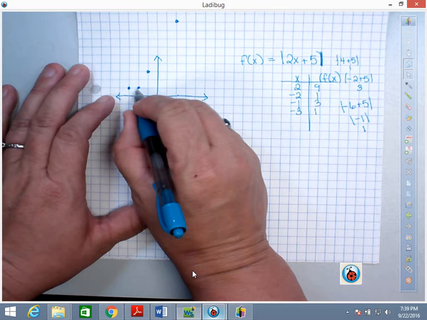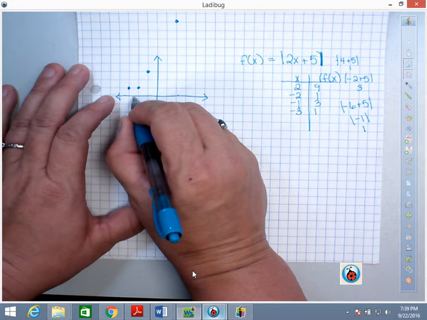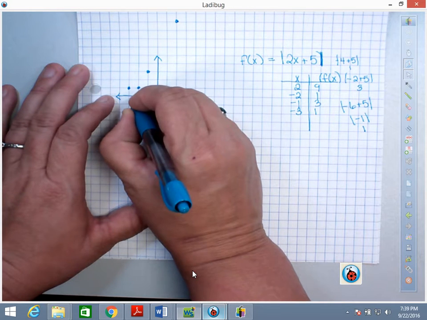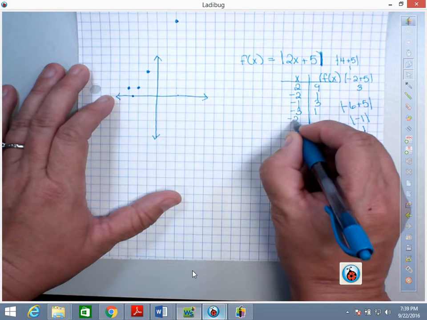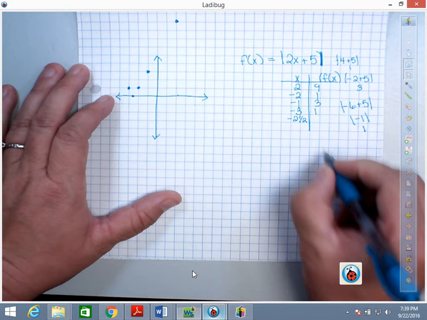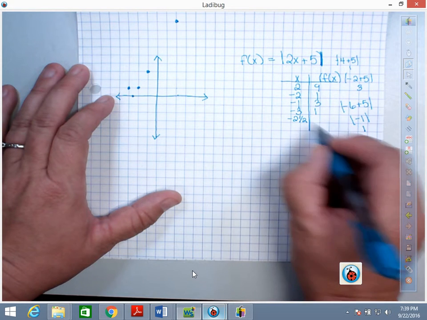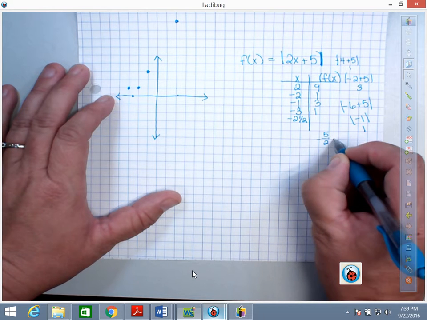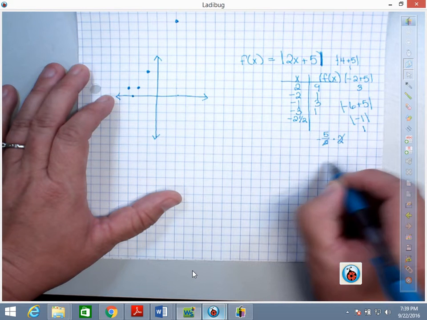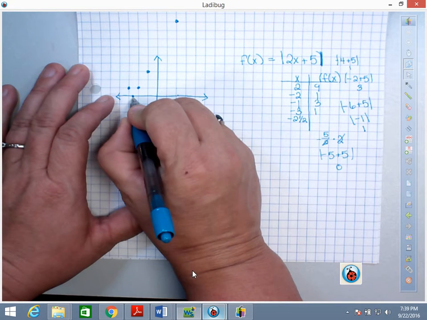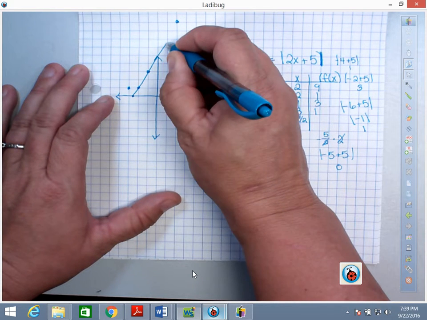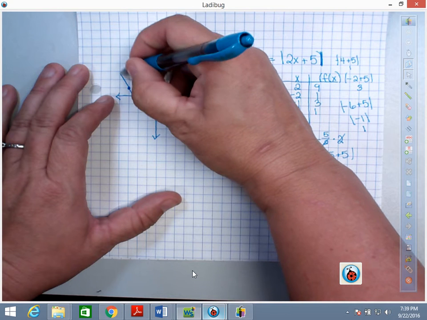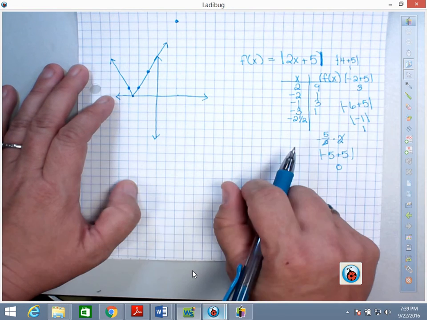So what does that tell you? That tells you that probably halfway in between here is where our vertex is going to happen. So let's just put in negative 2.5 just to be sure. So if we have negative 2.5 times 2, or 5 halves times 2, those are going to cancel out. So we have negative 5 plus 5. Oh, there's our 0. So that's going to definitely be right there. So then we can come in and we can draw our line going this way. We can draw our line going this way. And we have our absolute value function.